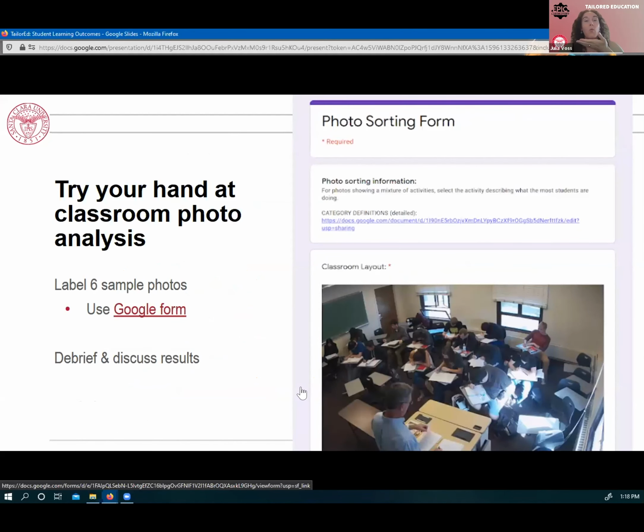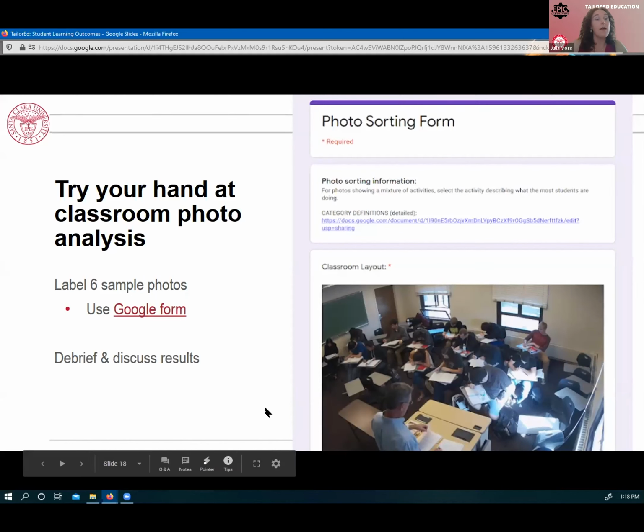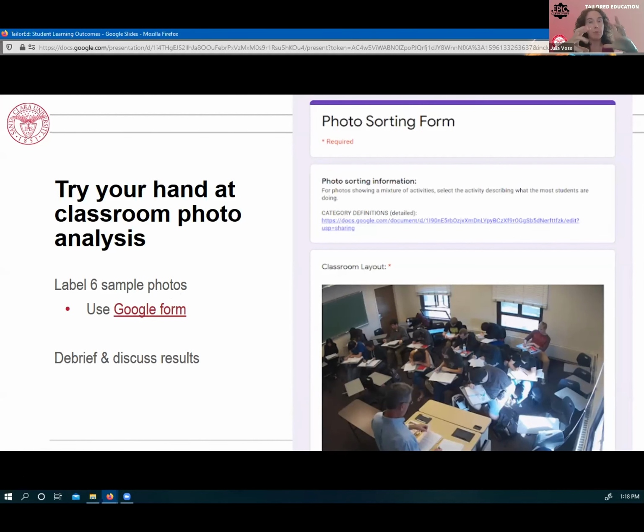So in order to give you a sense of what the research assistants that I'm working with are doing, we're going to invite you to try your hand at a little bit of active learning and have you take a turn at sorting a small set of photos, applying the categories that we've been using. I just put in the chat a link to a Google form that has embedded pictures and then asks a series of questions about those pictures.